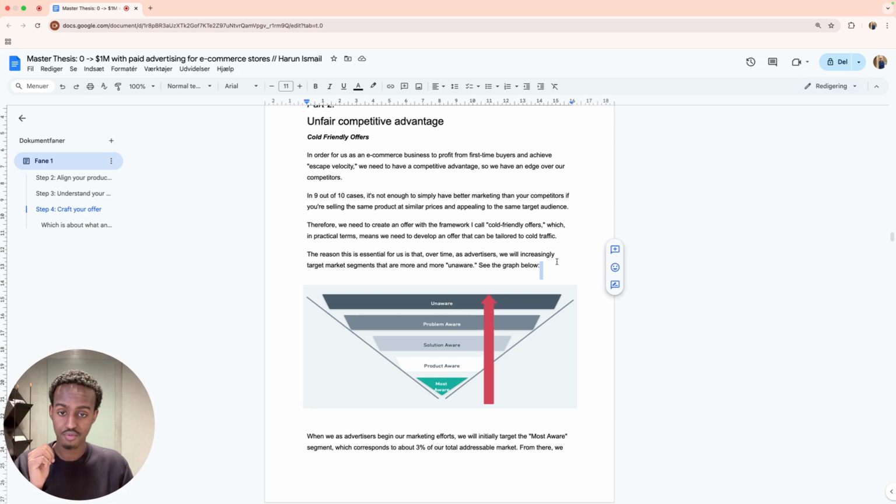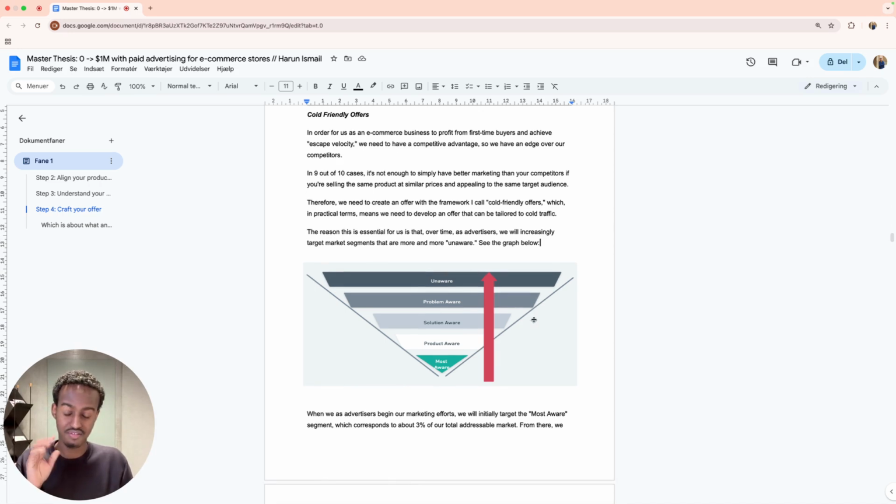Therefore, we need to craft what I call a cold-friendly offer, with my SOP for specifically that, which in practical terms means that we essentially have to develop an offer that is tailored for cold traffic. It's essential for us to do that, because over time as an advertiser, we will increasingly advertise our products to target markets and target market segments that are more and more unaware.